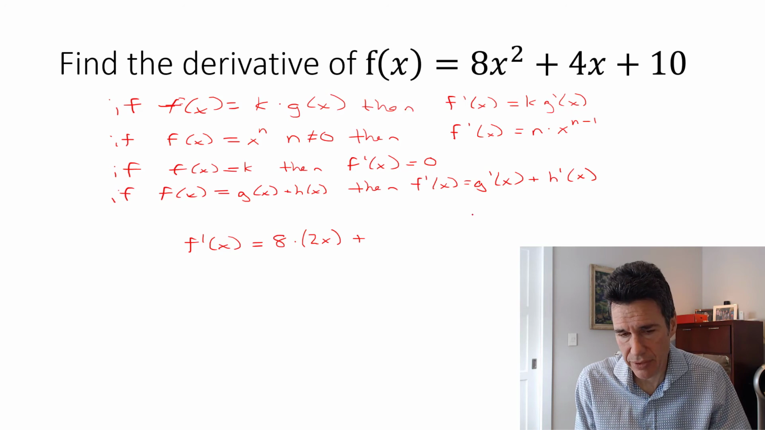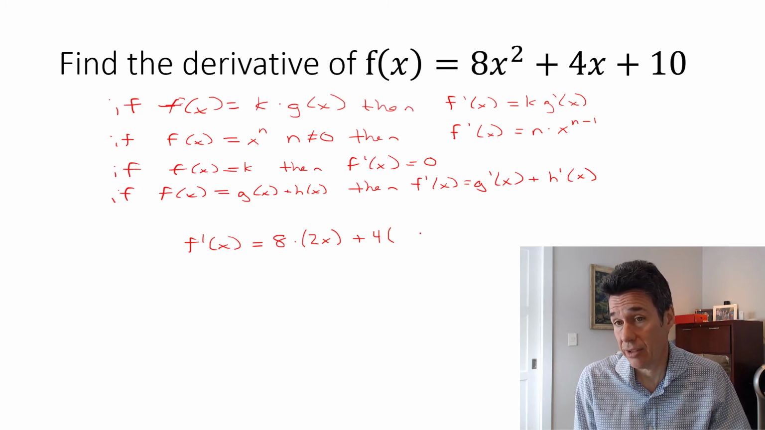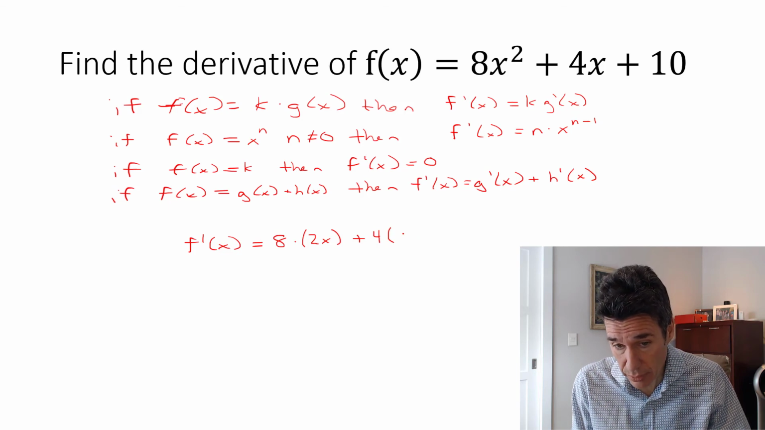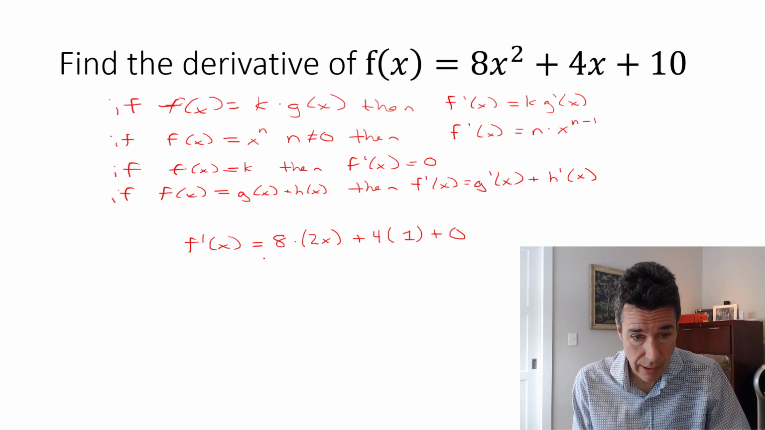The derivative of the second term is 4, that's our constant, comes out, times the derivative of x. Well, derivative of x, that's sort of x to the power 1. We bring our 1 in front, so we get 1 times x to the power 1 minus 1, or 0. X to the 0 is 1, so we just get 1. Plus the derivative of 10, that's our third rule here, so the derivative of 10 is just 0. And so we get, if I simplify a little bit, 16x plus 4.